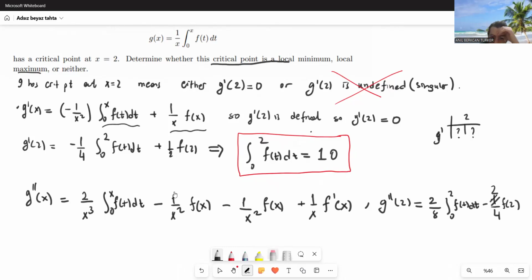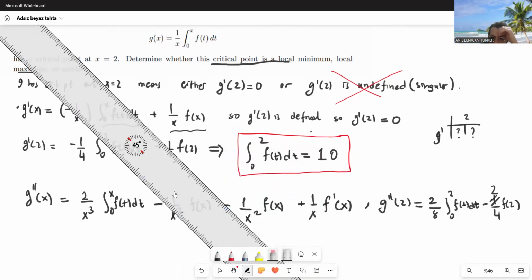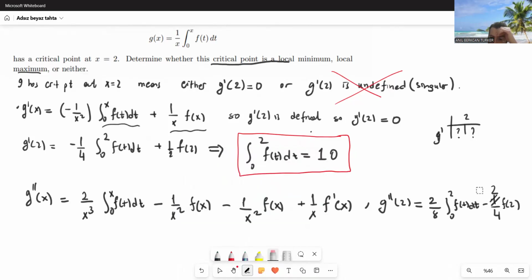Let me just erase it. Okay, so this is the same thing. So we have, and this one, 1 over 2 f prime 2.